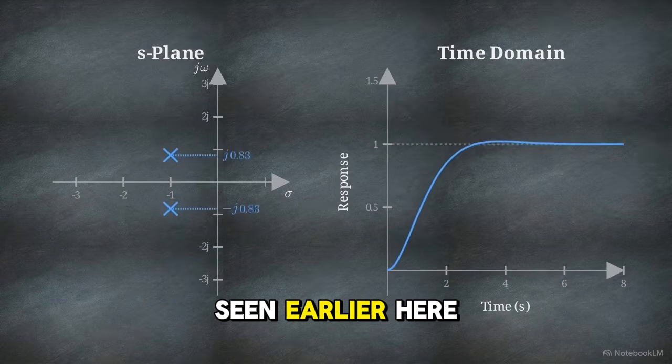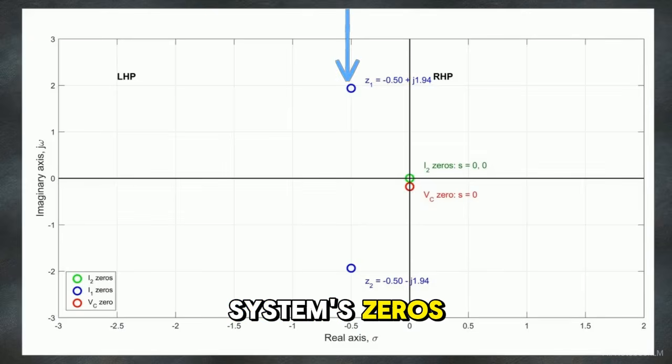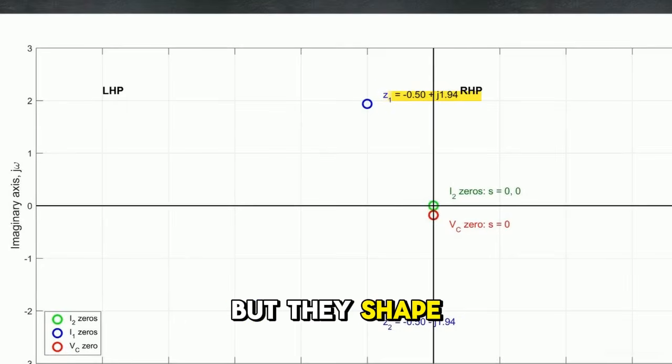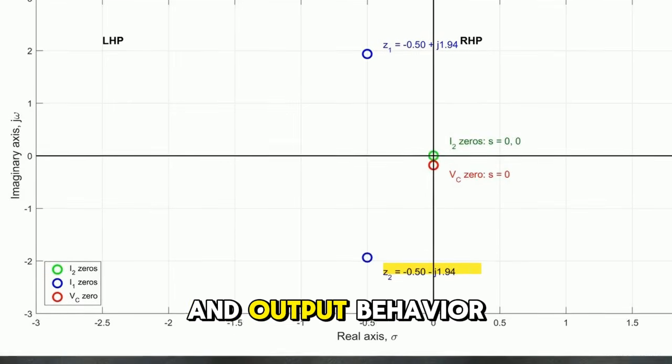behavior seen earlier. Here we see the system's zeros. Calculated from the roots of the numerator, these coordinates do not alter the natural frequency or the damping, but they shape the transient's initial amplitude and output behavior.